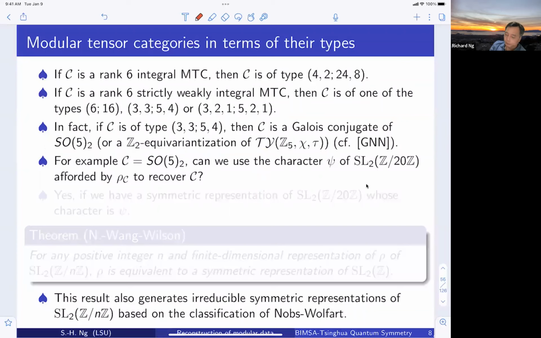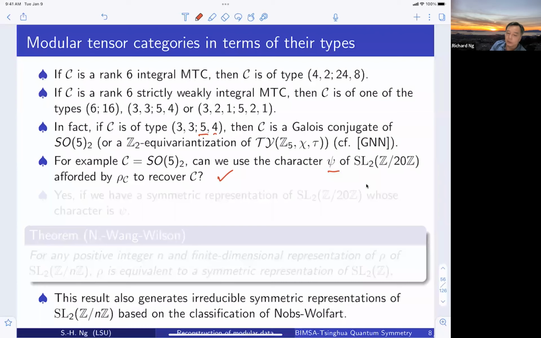So now you ask another question. We know that this is 5 and 4, and therefore it's a representation of the group SL2Z mod 20. Now if I know the character of SL2Z mod 20, can I recover C? This is the kind of question in my work: can the character determine a finite family of modular categories, even if it's empty? So this is actually the goal. Input is a character, output is the modular data of a modular tensor category.